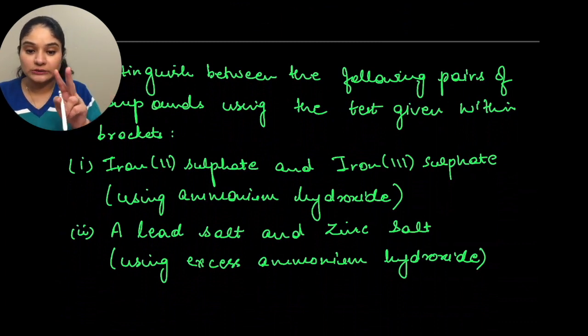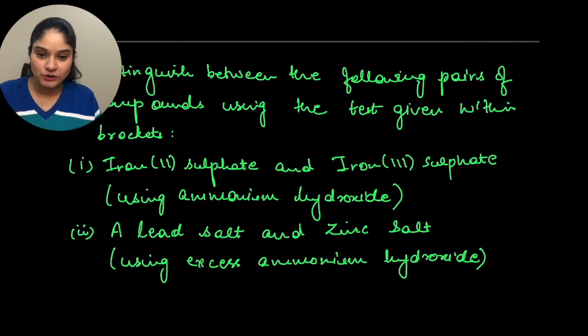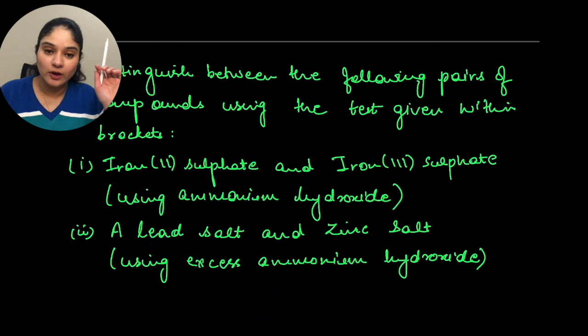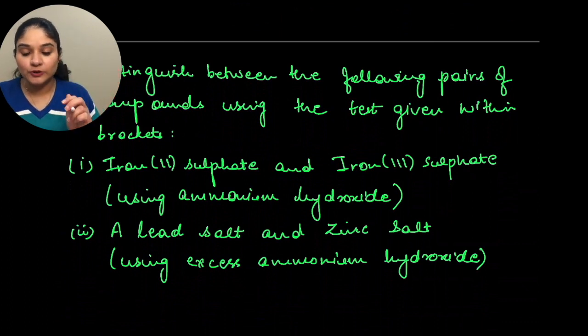So iron 2 sulfate will give you a dirty green PPT, which is insoluble in excess of ammonium hydroxide, and iron 3 sulfate will give you a reddish brown PPT which is insoluble in excess of ammonium hydroxide. Let's move to the next one.